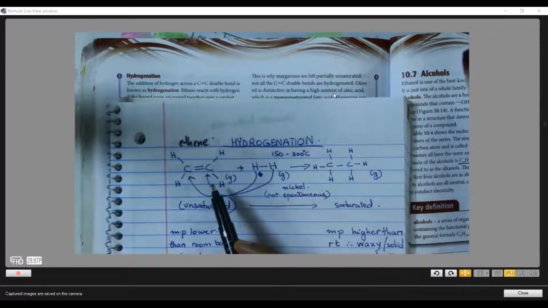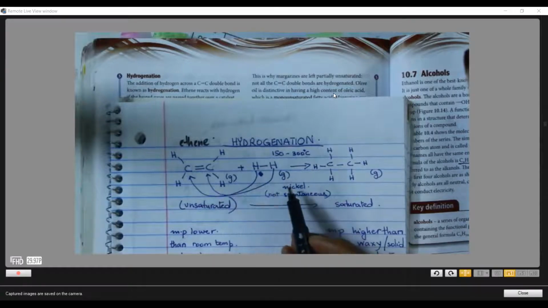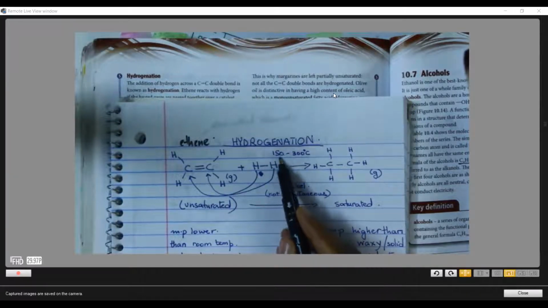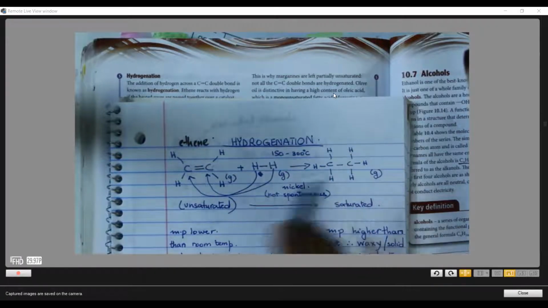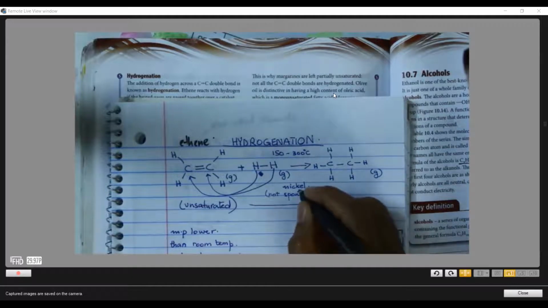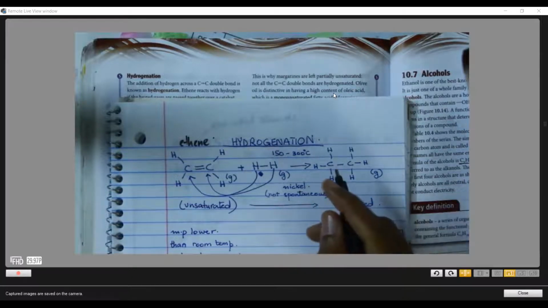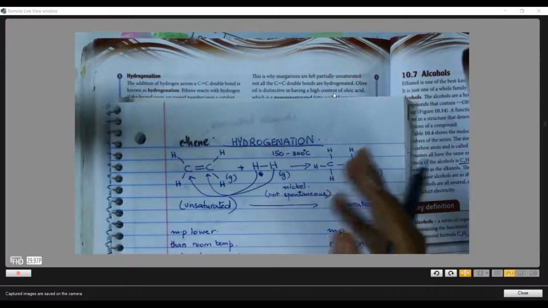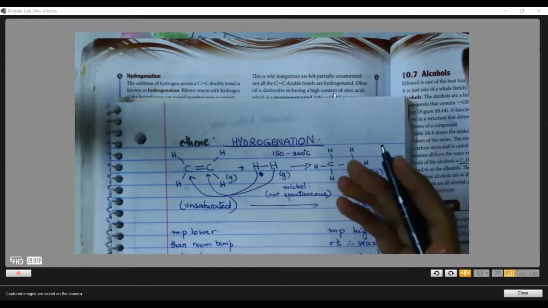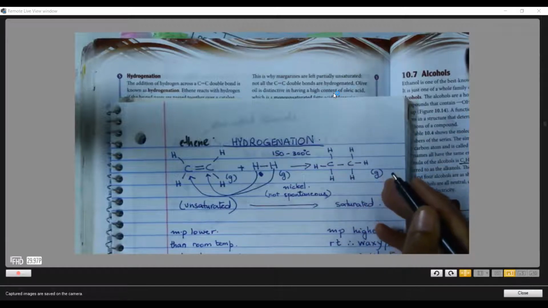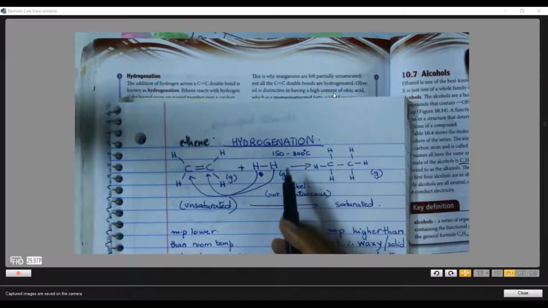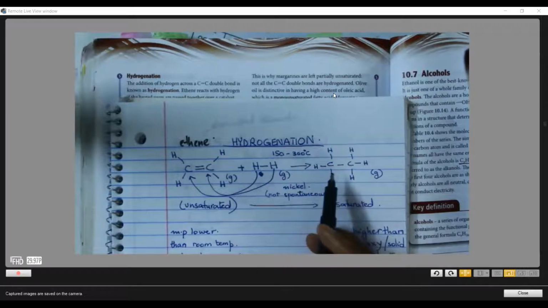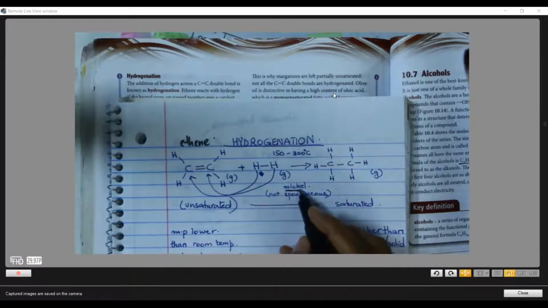Now you can see that this reaction takes place at such high temperature, 150 to 300 degrees Celsius. That means this is not spontaneous. Remember, what's a spontaneous reaction? That takes place on its own, without any heating, without any catalyst, without any help from you. It just takes place on its own. So this is not spontaneous. It requires so much heating, and it also needs a catalyst.